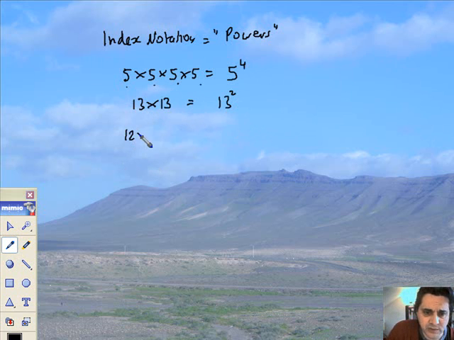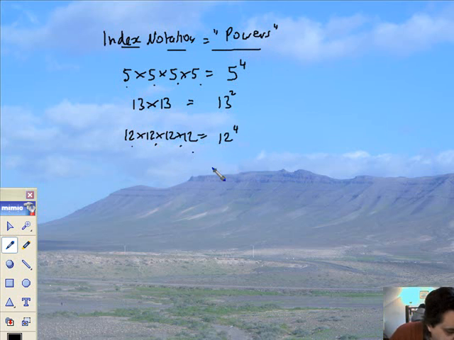Let's budge over a bit, get in the middle. Here's another one. I've got 12 times 12 times 12 times 12. Write it in index notation or in power form. I've got 12 to the power of 4. That's what that means there. So, I'm happy with that.